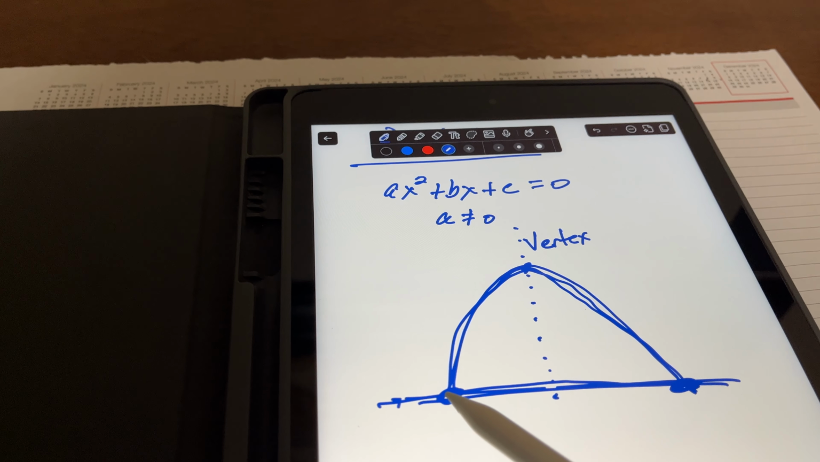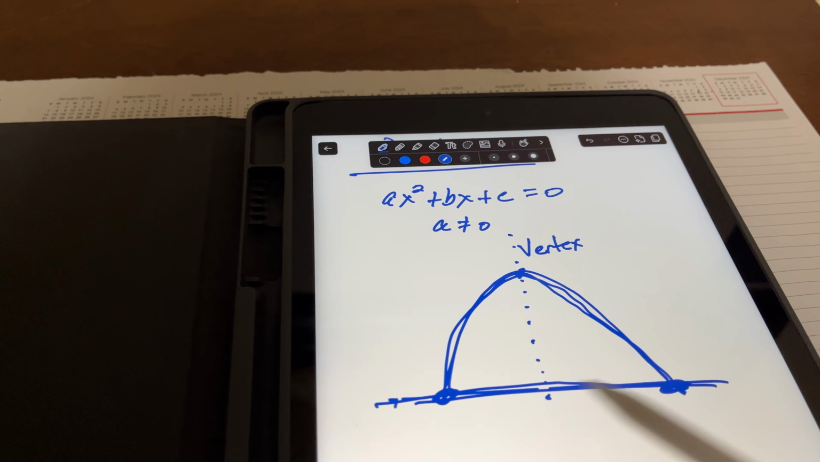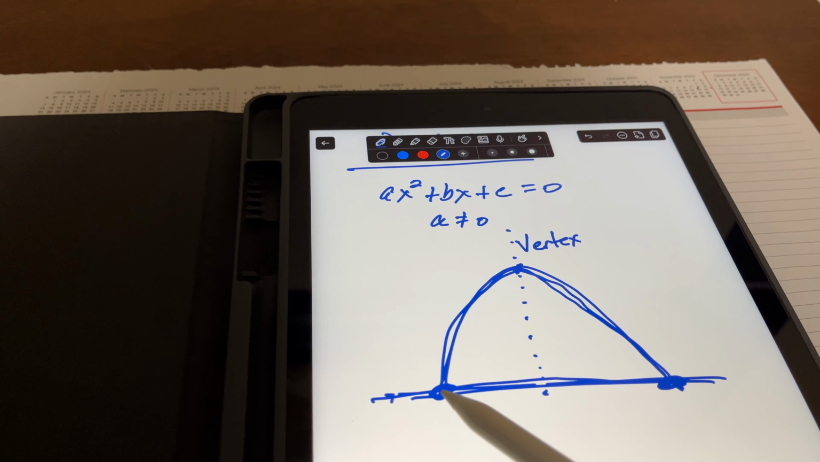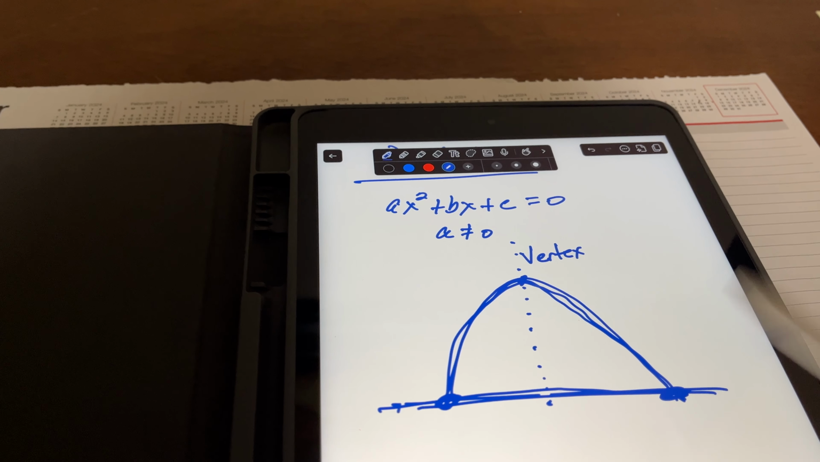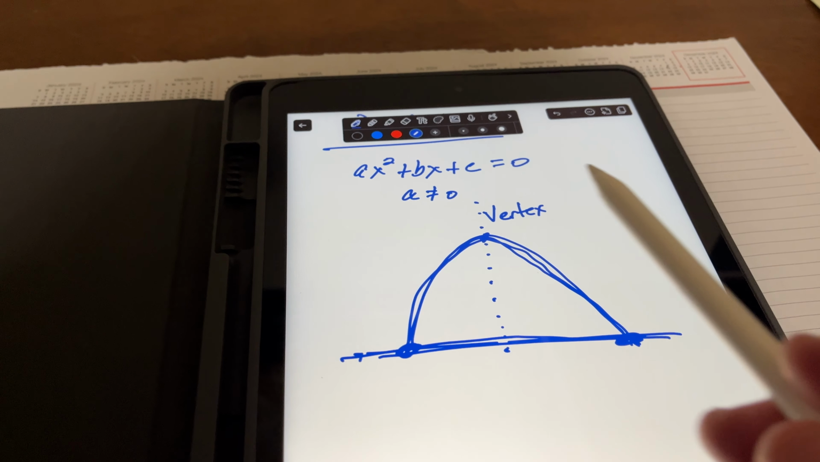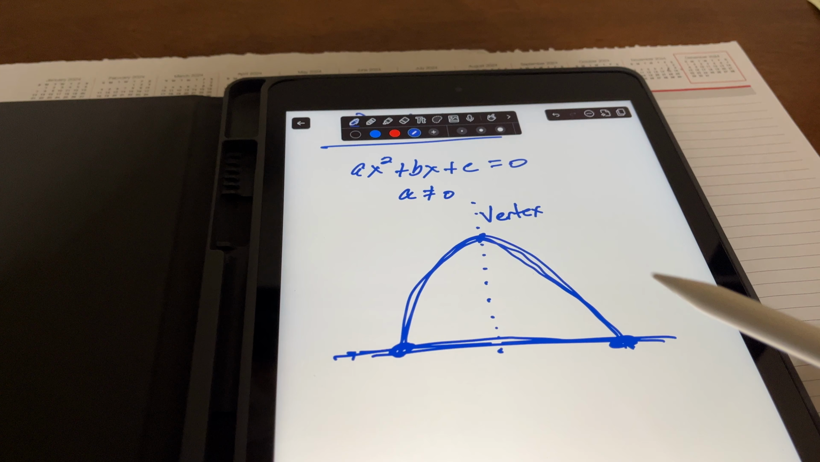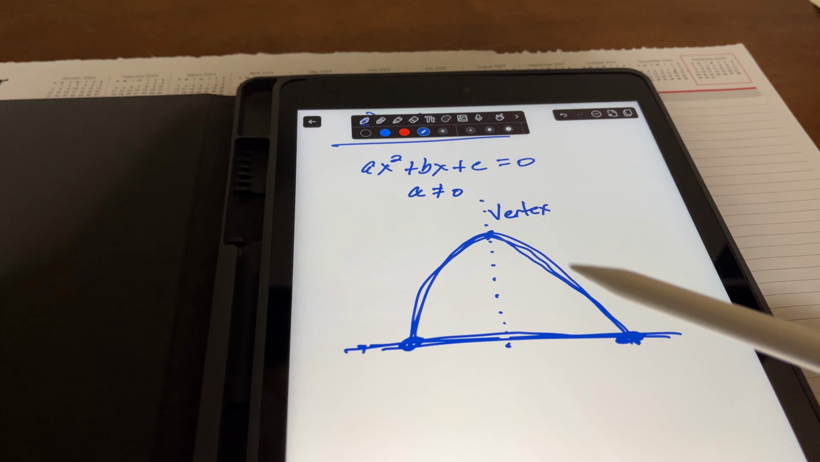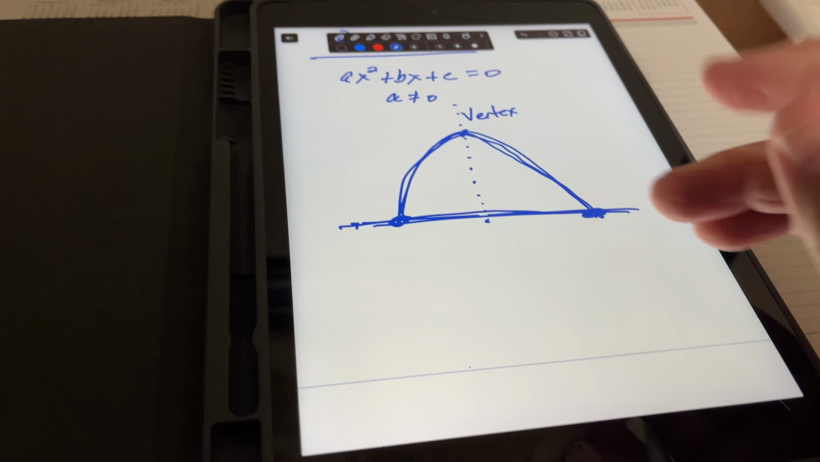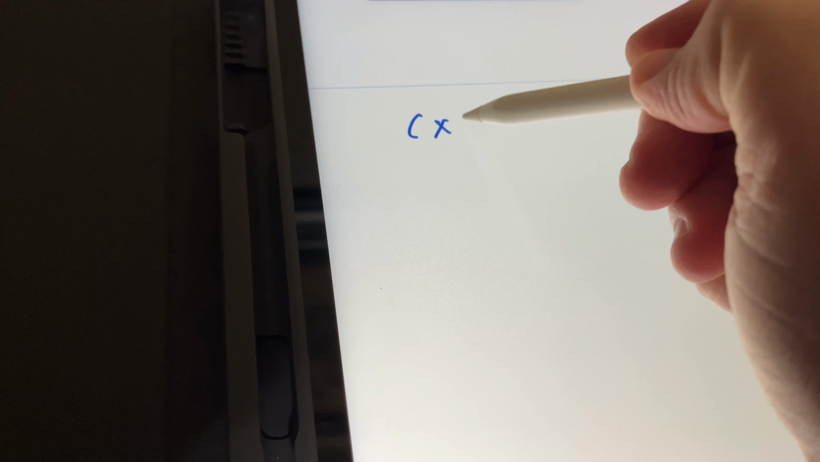These points are x-intercepts on the graph. If you have a graph, this is where the graph hits the x-axis. If you solve a quadratic by factoring or by using the quadratic formula, the x-intercepts are solutions to that equation, and this is where those would land. I'll give you an example. Suppose that we had, let's start with something like this.